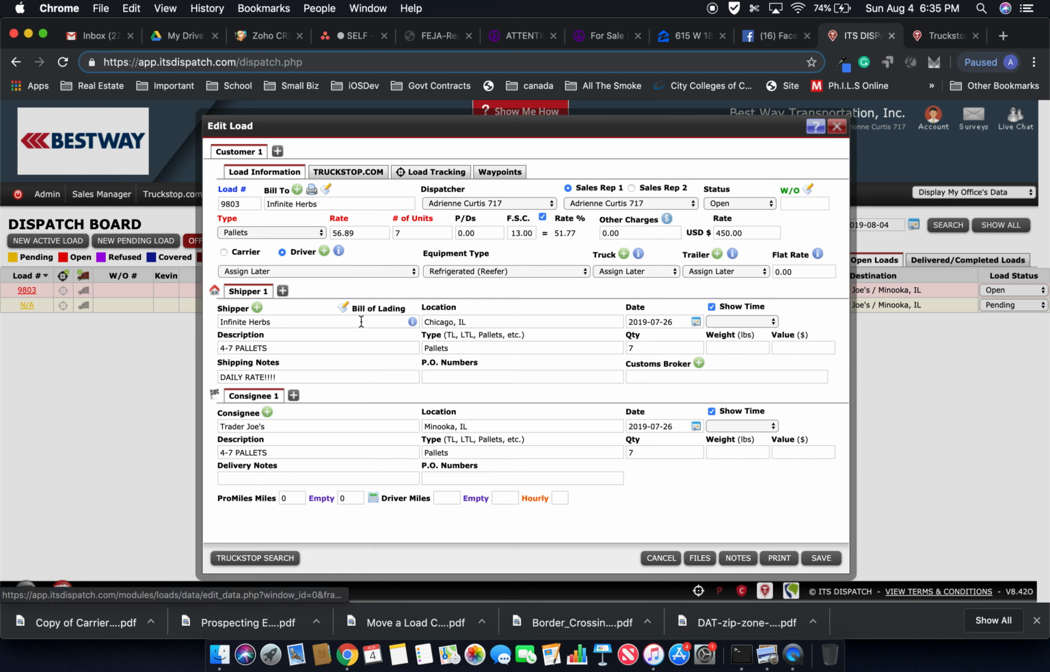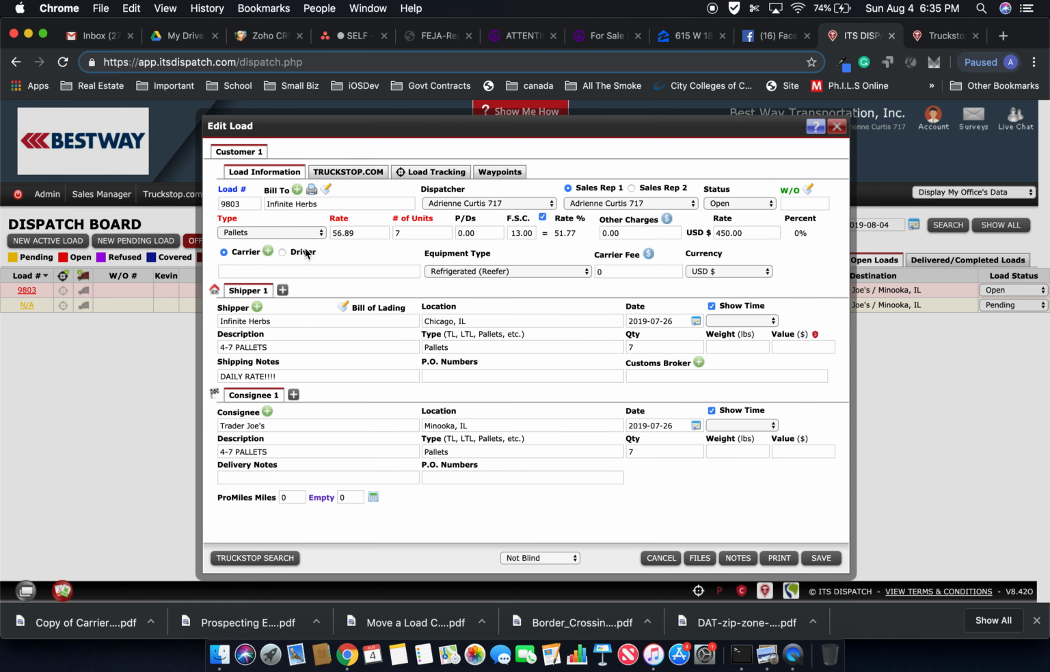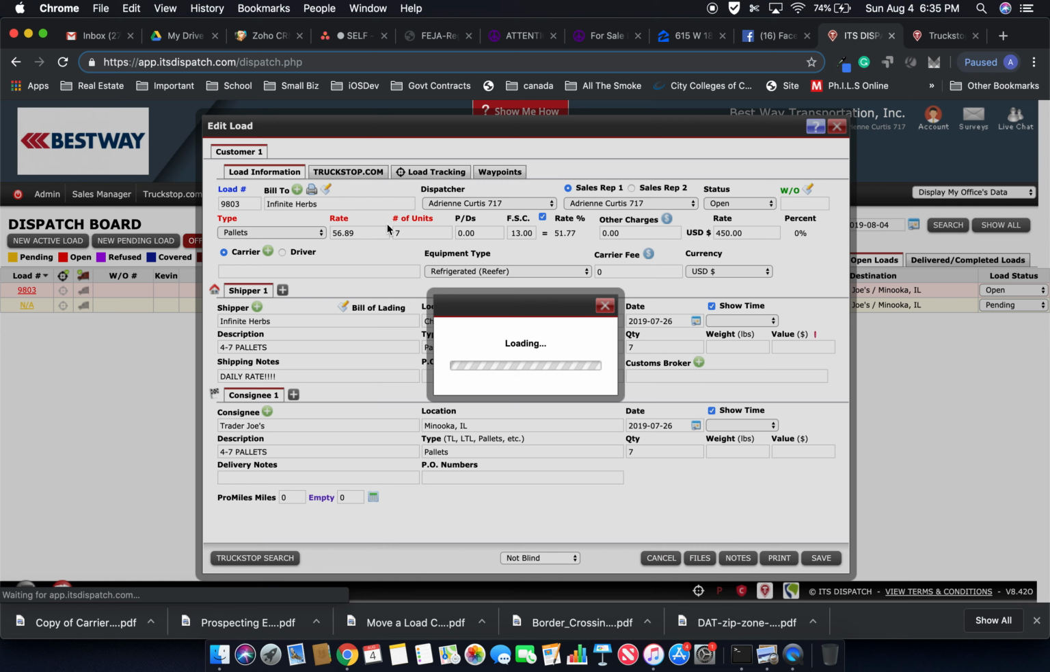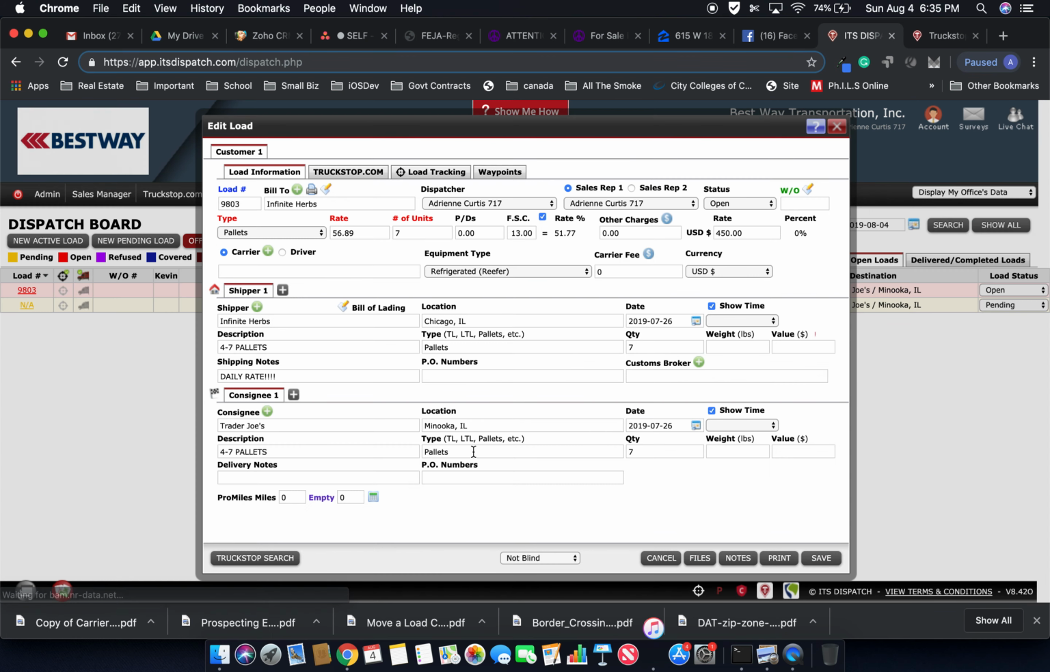So you would put in all the details. The shipper would be Infinite Herbs, Chicago, Illinois, 4 to 7 pallets, daily rate, and you put in the consignee, which would be Trader Joe's, Manuka, Illinois, and the dates. I don't know for sure if you watched the ITS videos, but they go really in depth about adding the shipper details, so you want to make sure you follow up on those videos. I put the carrier or the driver as assigned later because I wouldn't know who the driver is. I would have to post the load onto internettruckstop.com, and then I would have to get it going.